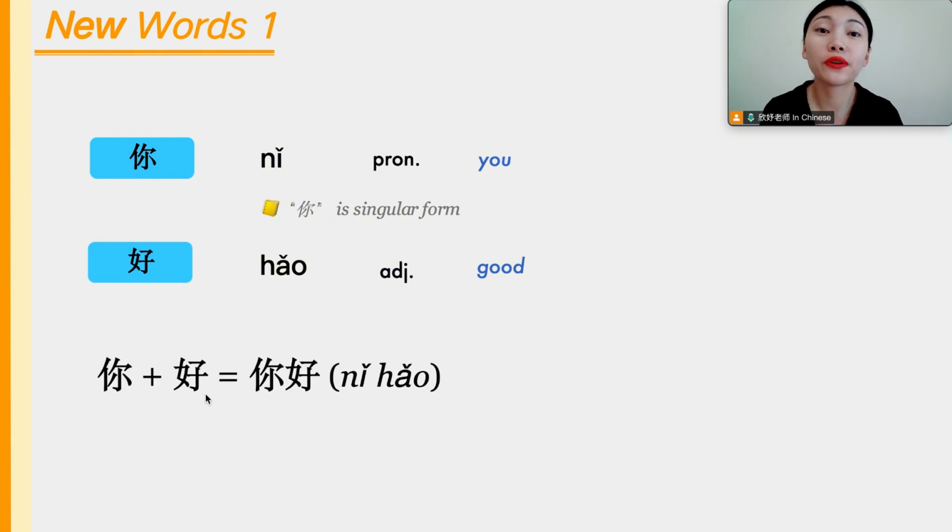And now let's put them together. 你 plus 好, which means 你好. So 你好 means hello. In Chinese, it's the most popular and polite way to say hello when you meet someone for the first time.